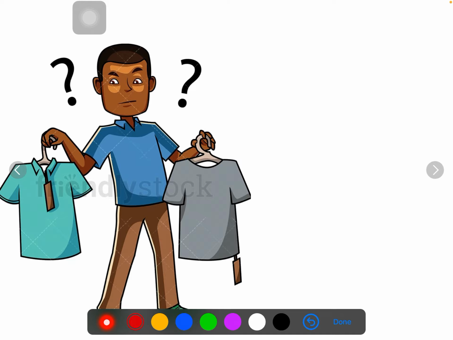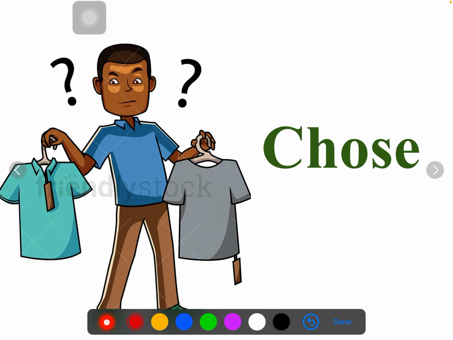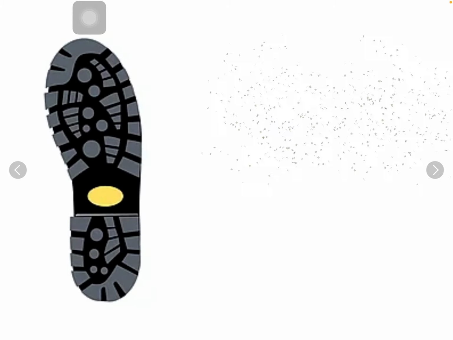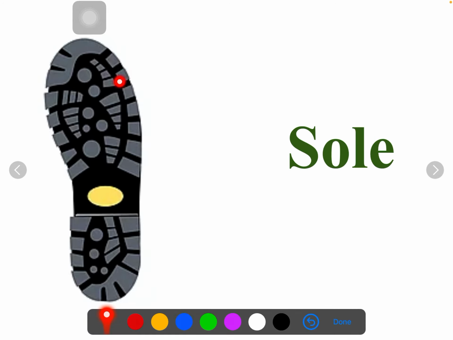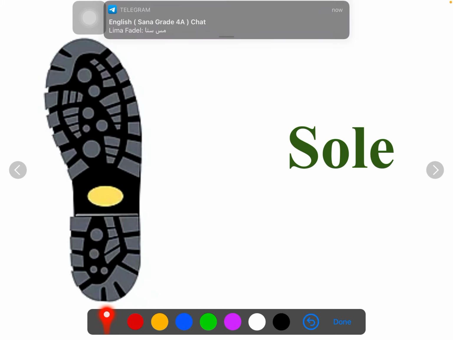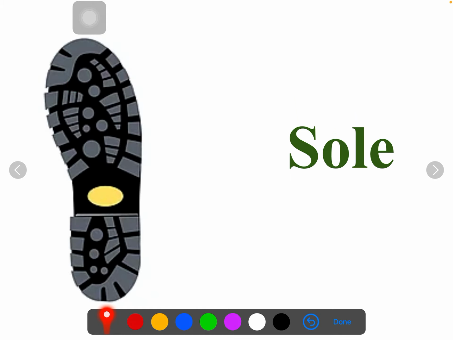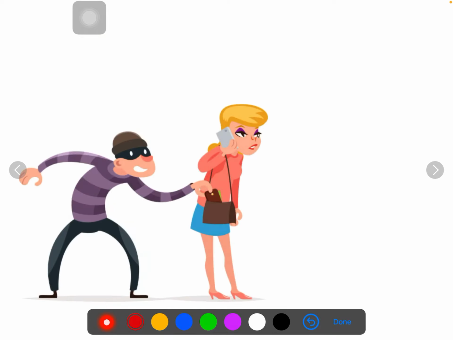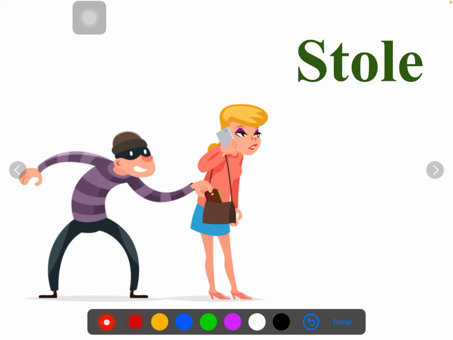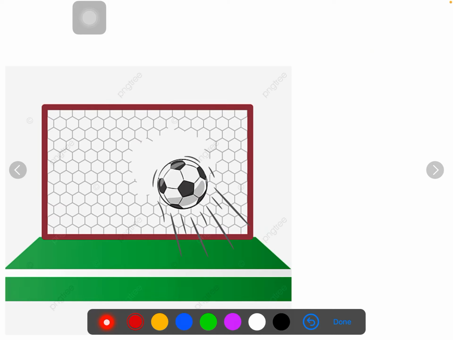This or this means what? Chose. It's the past of choose. Chose, long O. And you find this down of your shoes. So we call this sole. So we have O and E. Then someone is trying to steal something. Stole. Stole. It's the past of steal.